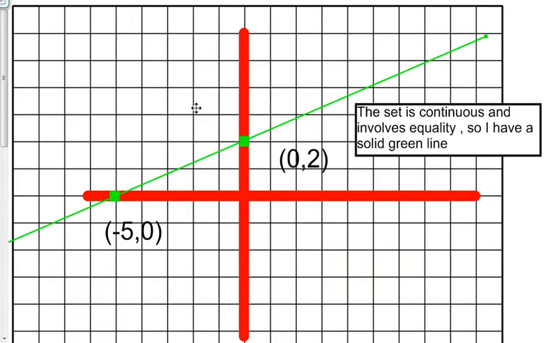Here we go. Here's my graph. I'm using a solid green line. The set's continuous and involves equality.